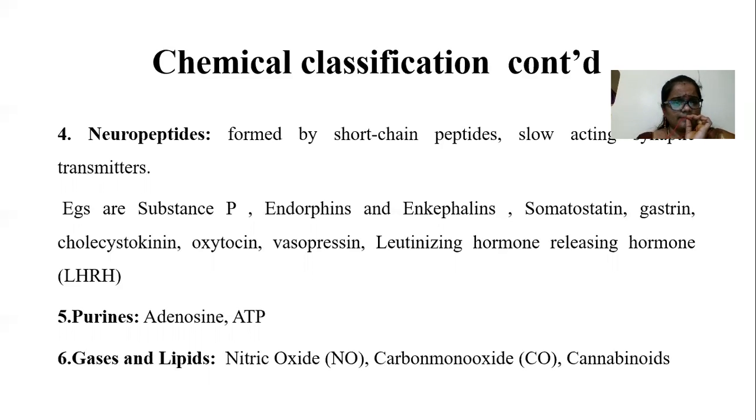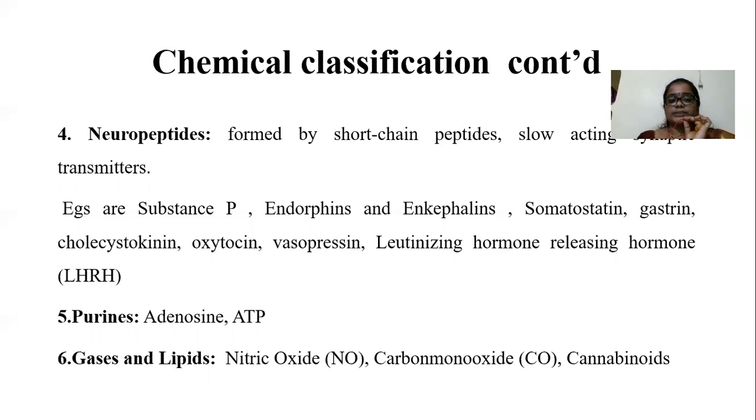Examples of neuropeptides are substance P, endorphins, enkephalins, somatostatin, gastrin, cholecystokinin, oxytocin, vasopressin, and luteinizing hormone releasing hormone, LHRH. So these are the examples of neuropeptides.